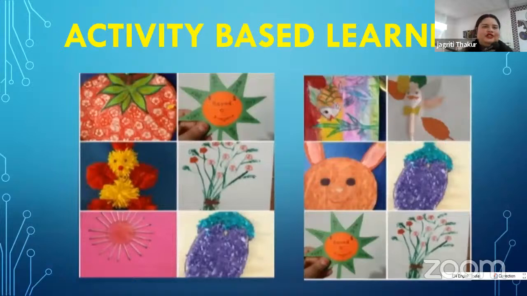Then comes activity-based learning. Can you tell me what activity has been given in these pictures, what has been done? The first picture is a picture of a tomato. Which kind of work can you see in that picture? My question is, what has he done and with the help of which object has he done something? It's quite different, right? It's not a simple drawing.